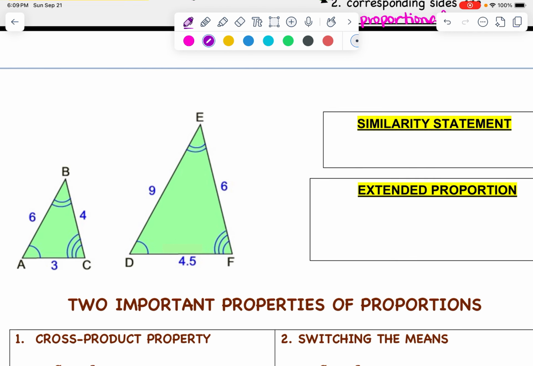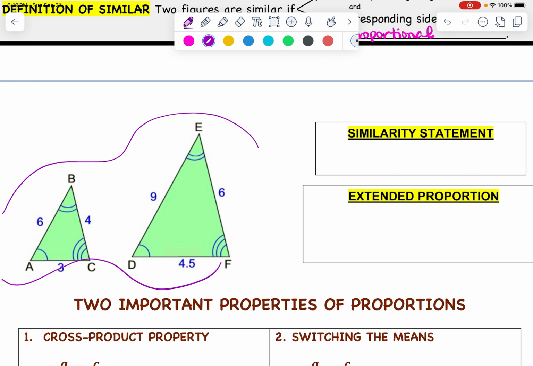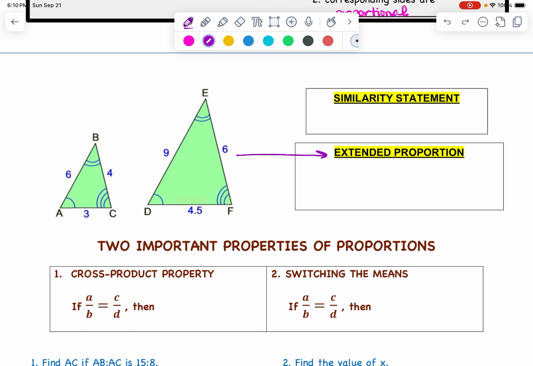So a similarity statement is, if I look at these two triangles right here, I can clearly see that all of their angles are congruent, all their corresponding angles are congruent, and I can prove that the corresponding sides are proportional. Here, let's actually do that first. Let's do what's called an extended proportion first, right? So what we need to do is we need to find all the corresponding sides. So for example, I know the 6 or length AB on that triangle is corresponding to the 9. So I can make a ratio out of that, right? So I'm going to say the ratio 6 to 9.